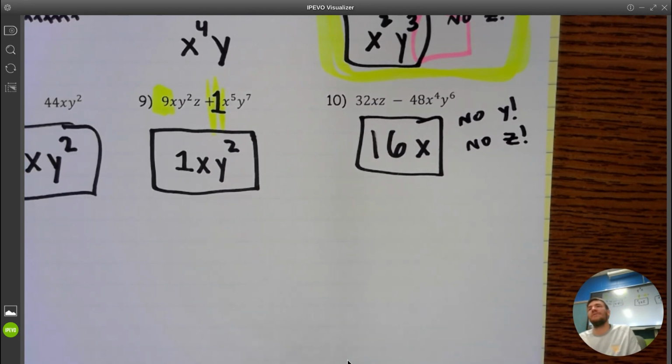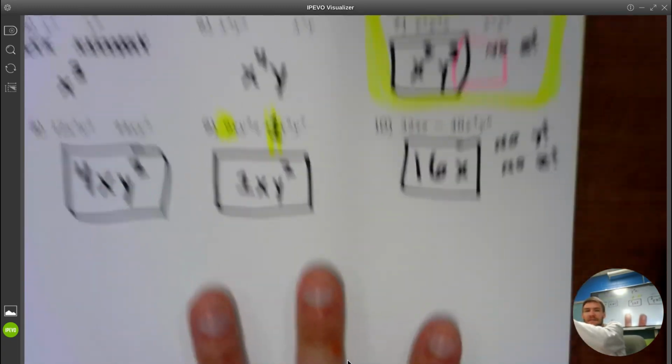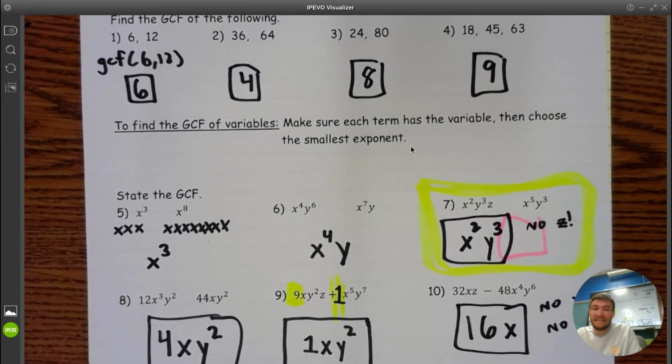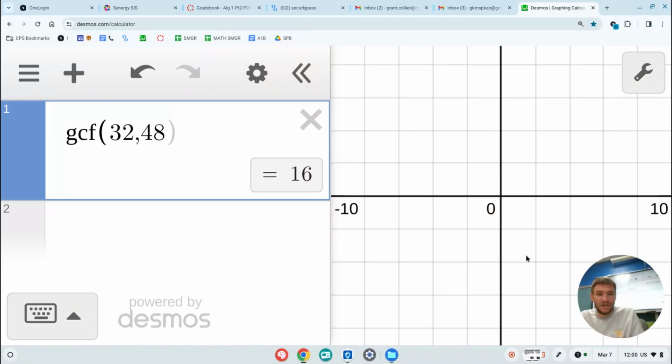Tomorrow, we're going to build on this. It's going to get a little bit harder. But for the most part, finding GCF, it's a pretty big deal in algebra. And it's also a pretty easy topic. Nice job. Proud of you guys.